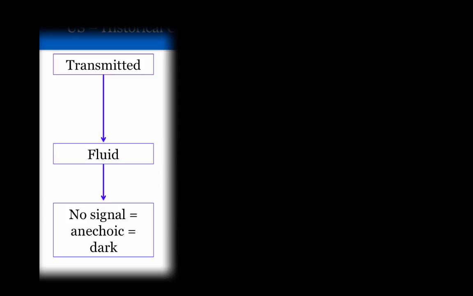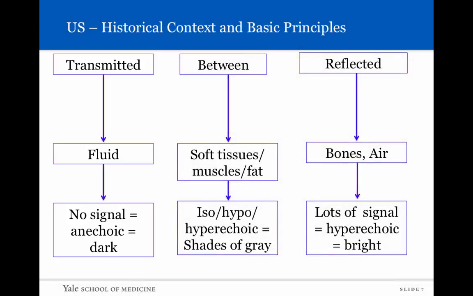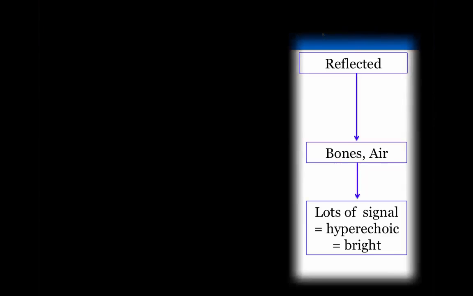As a result, there will be a positive signal that goes back to the transducer, and that will appear black, anechoic, dark on imaging, as we'll see in the next few slides. If something is completely reflected back, as can be seen with the interaction of sound with bone and air interfaces, there's lots of signal, because everything is going to go back to the transducer, so it will appear very bright or hyperechoic, and everything behind that area will not be seen because nothing is going through, so everything behind that area will be very dark.